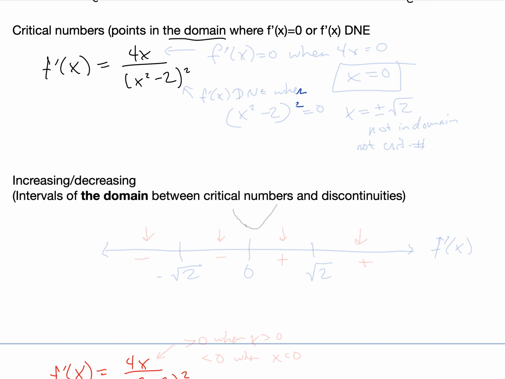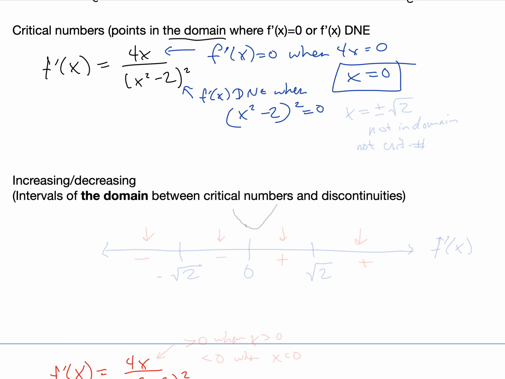So now, where are the critical numbers for this? f prime of x equals 0 when the numerator equals 0, when 4x equals 0. So that's going to be at the point x equals 0, so that is one critical number. f prime of x does not exist when the denominator equals 0, x squared minus 2 squared equals 0.